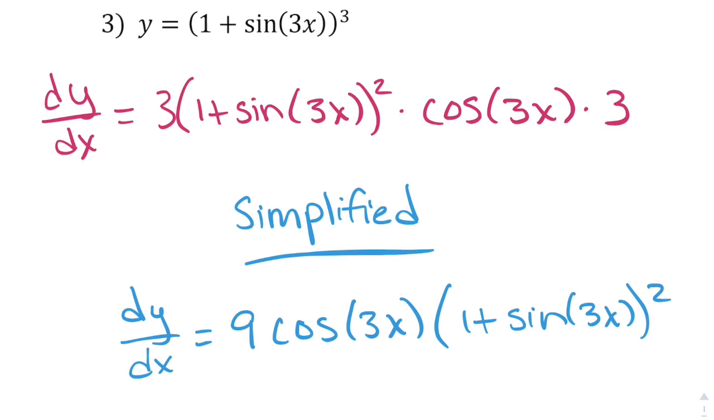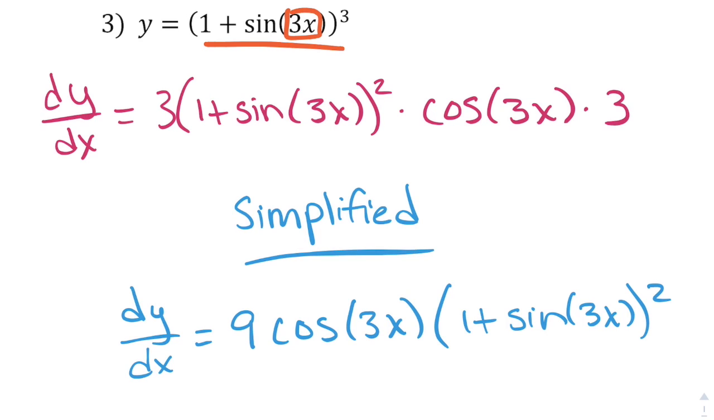Number 3, we have an outer function, u cubed, all of this cubed. So we're going to drop that 3 down and make it a 2. Then we have an inner function, and then we have an innermost function. So we have a lot going on again. So drop the 3, leave everything the same, bring it to the second power.